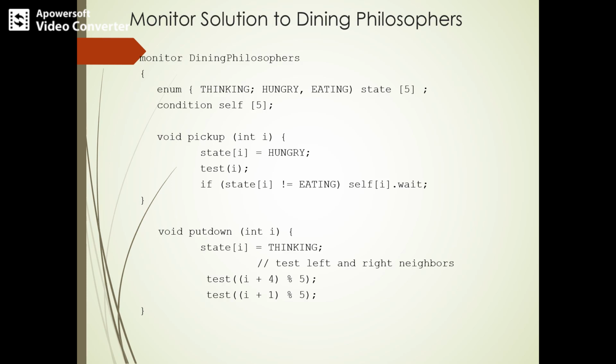So in this way, the philosopher must invoke the operations pick up and put down following the sequence. First will be the pick up operation, and then the put down operation. During the pick up and put down operations, the philosopher can eat. And it is easy to show that no two neighbors are eating simultaneously, and that no deadlocks will occur.